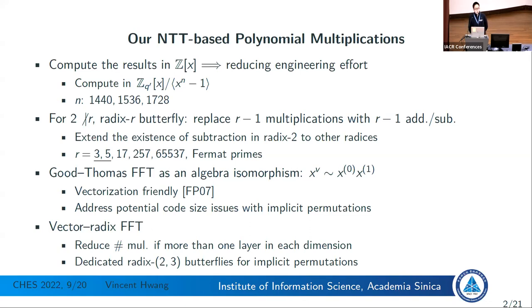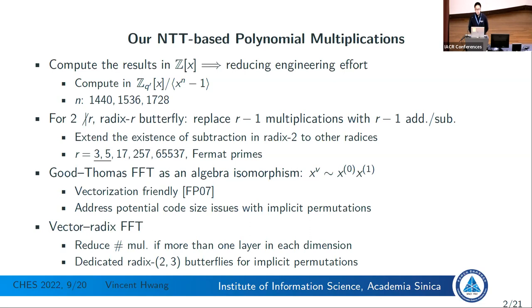In the literature, the same equivalence was actually introduced and implemented in the paper FP07 for the ease of vectorization implementation. In our paper, we are not vectorizing for Cortex-M4. We instead point to another use of the idea, namely how to address potential COSA issues if we want to permute implicitly for the Good-Thomas FFT.